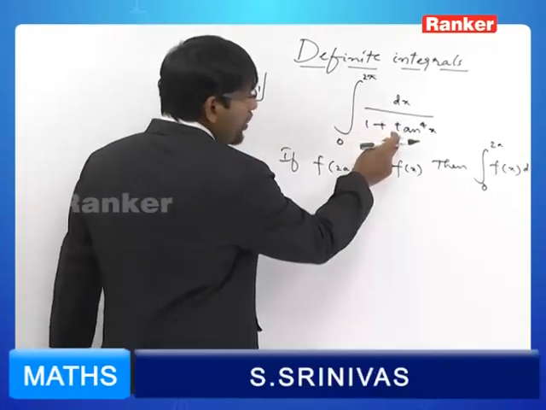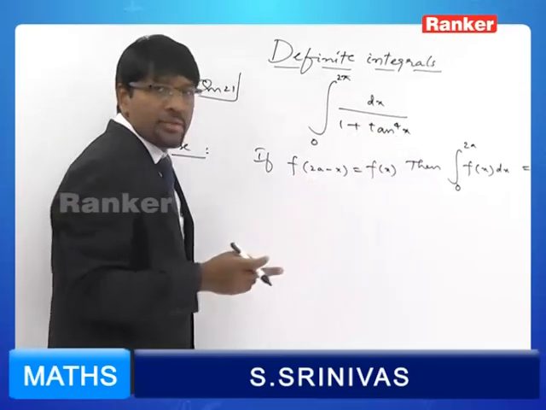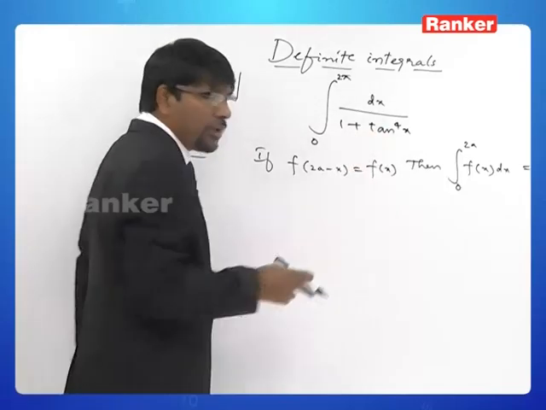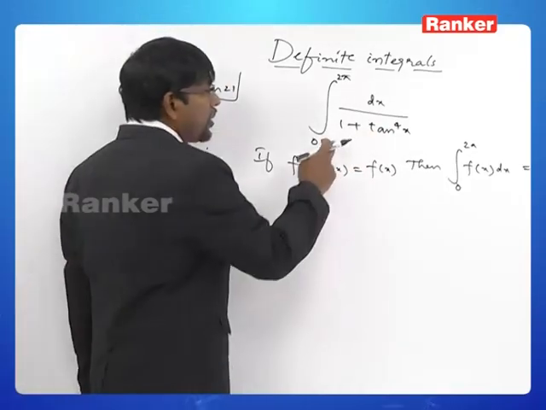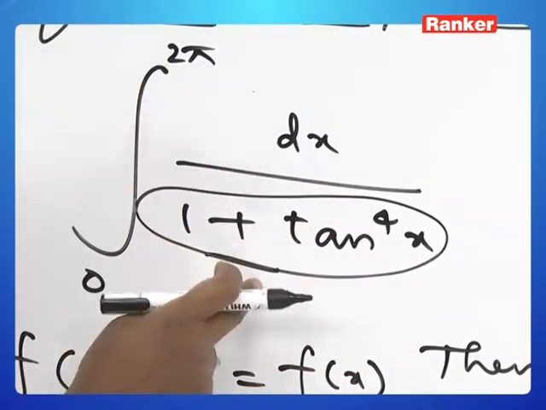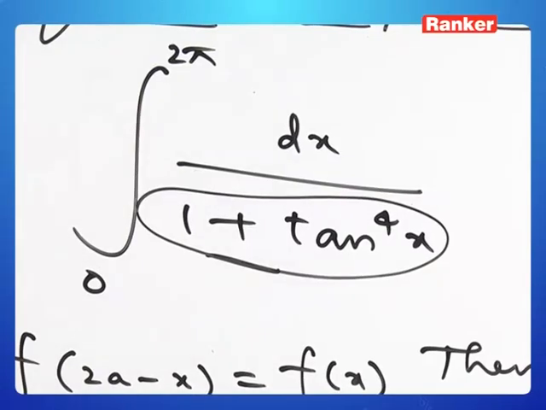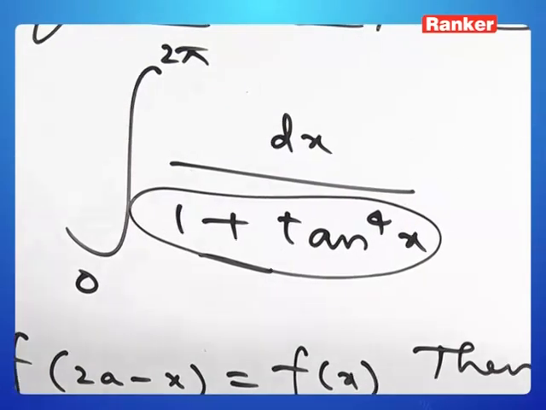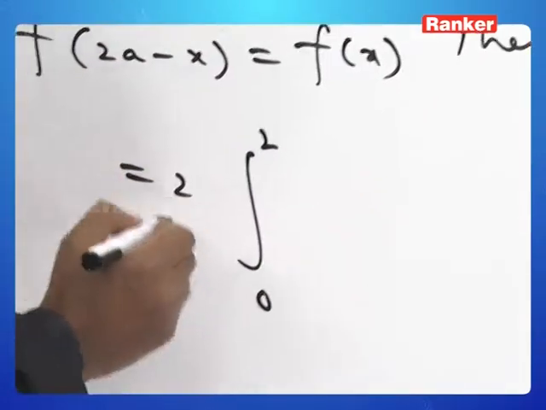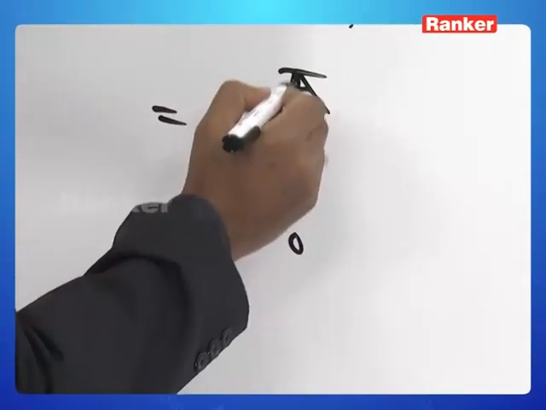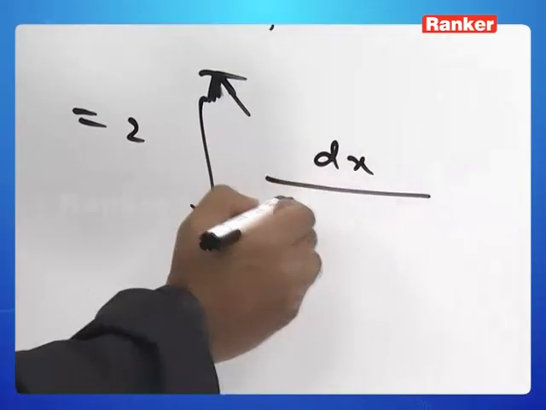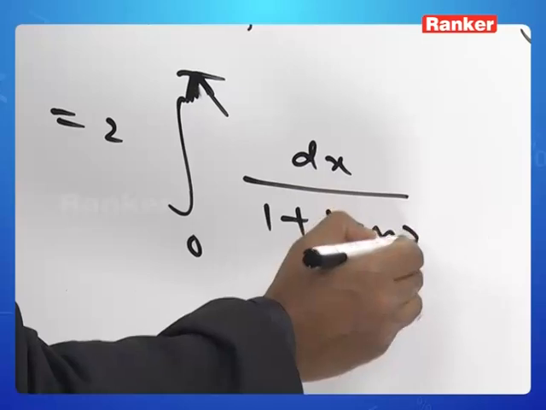Now, observe that tan of 2 pi minus x is same as minus tan x, but then when it is raised to the power 4 there will not be any change. So, if you call this f of x, f of 2 pi minus x is same as f of x. So, what we can do is we can write this integral in the form of 2 times the integral 0 to pi dx by 1 plus tan x power 4.